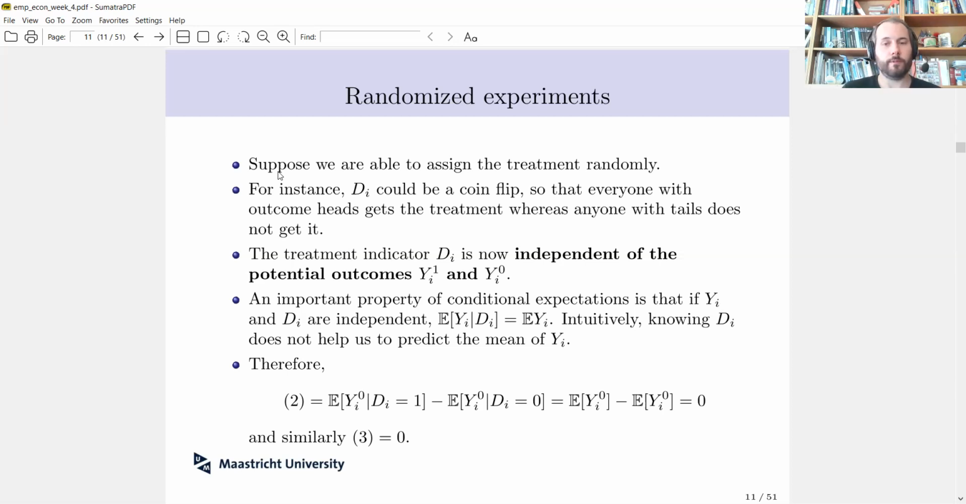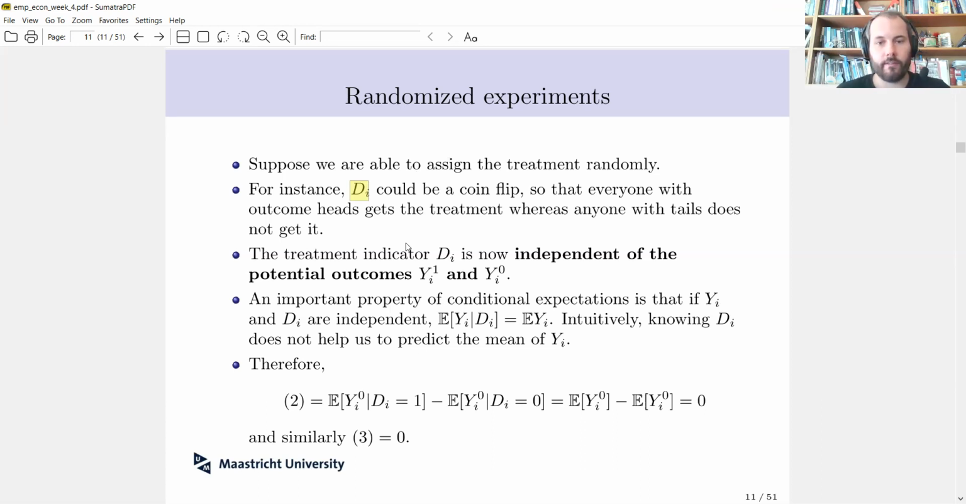Okay, what do we do in randomized experiments? Well, as the name suggests, we assign the treatment randomly. So for instance, DI is simply a coin flip, heads or tails. So we have a group of people. First person comes in, I flip a coin, it comes out heads. You say, okay, you get the treatment. Next person comes, I throw the coin, tails. Okay, you don't get the treatment. And this is the way I assign the treatment group and the control group.